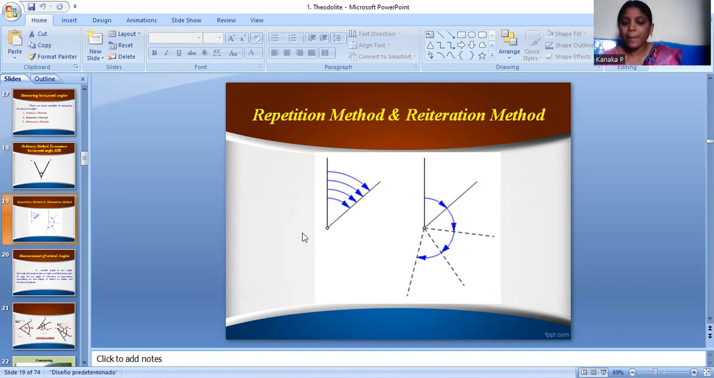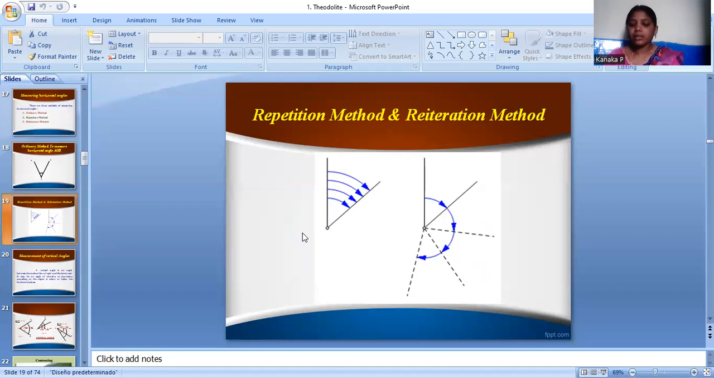Next, the upper clamp is unclamped, the telescope is turned clockwise, and the right hand station B is bisected exactly using the upper clamp and the upper tangent screw. Both verniers are read to note the approximate value of the angle, say 50 degrees 2 minutes 20 seconds. Keeping the verniers unchanged.